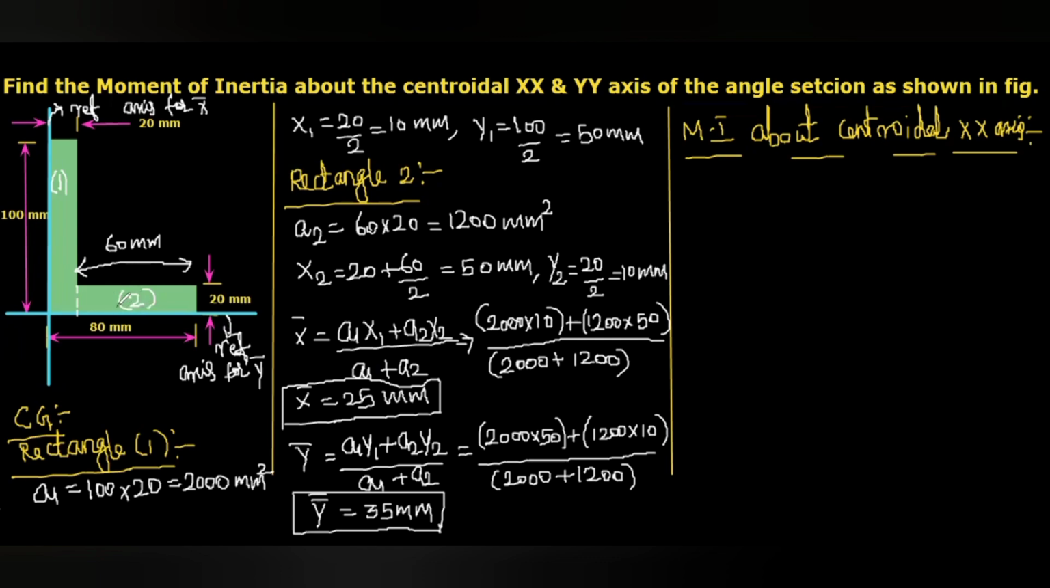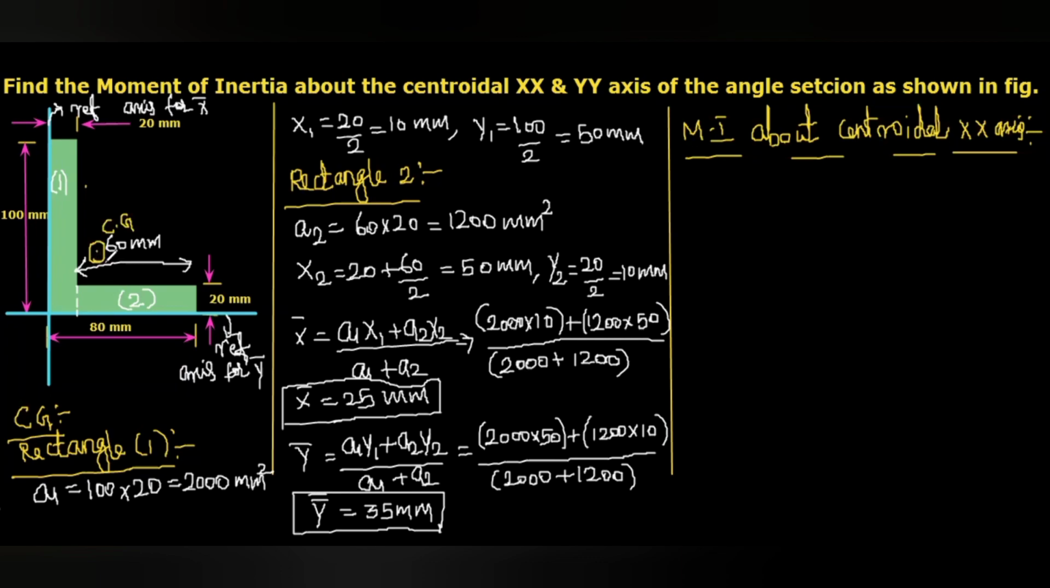First here you can see X bar is 25. It means that here we know that this is 20, so it is more than that. And 35. That means probably the CG will be here. Okay, the center of gravity of the section. From here 25, from here 35.